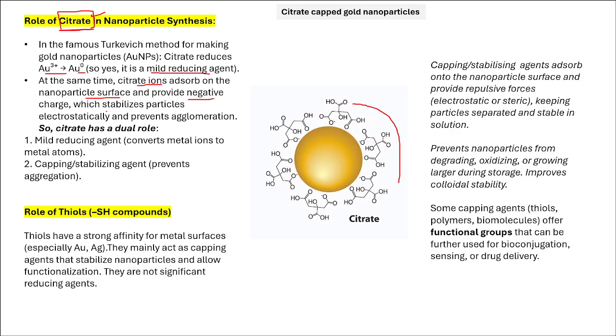And provide negative charge which stabilizes the particle electrostatically and prevents agglomeration. So because these particles would be adsorbed on the gold nanoparticle surface, there would be no agglomeration. So citrate has a dual role. It not only acts as a reducing agent but also acts as a capping or stabilizing agent.